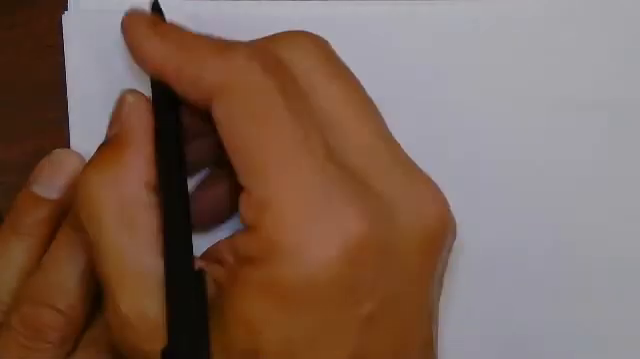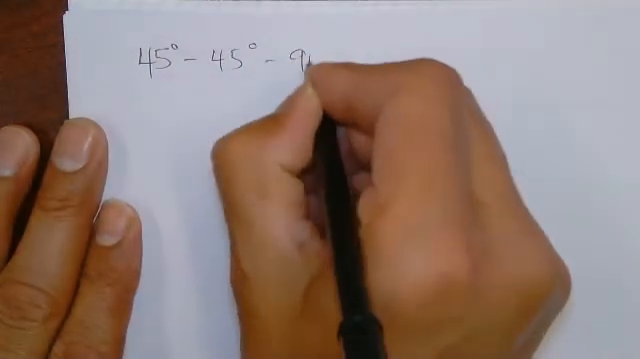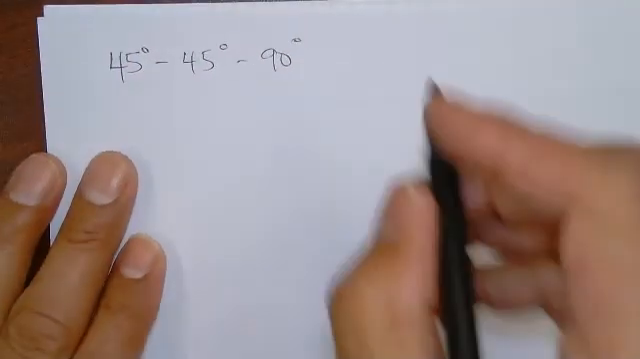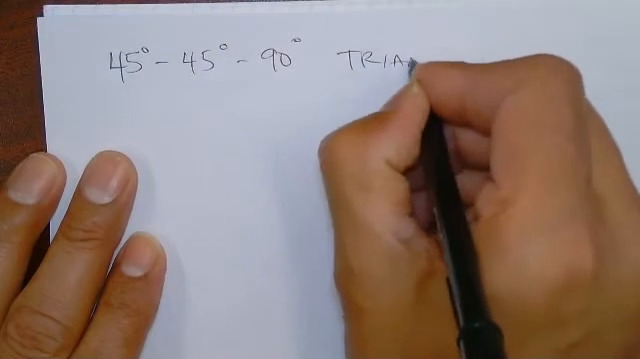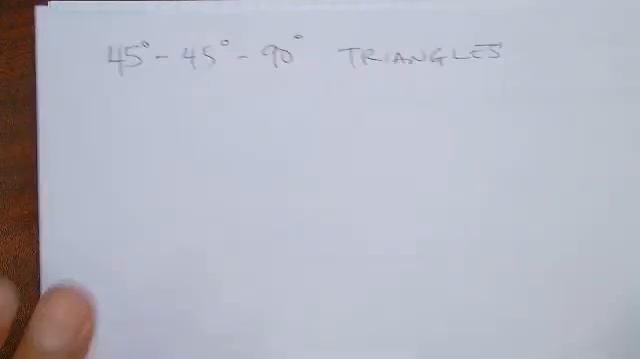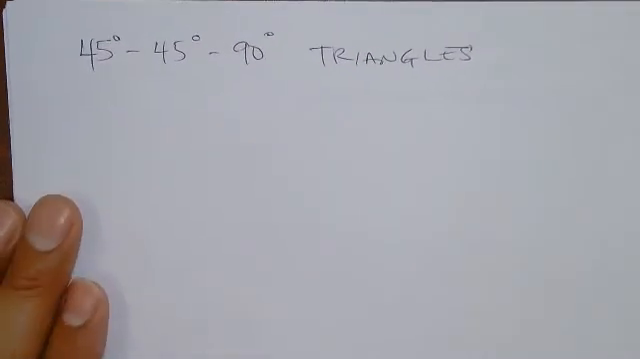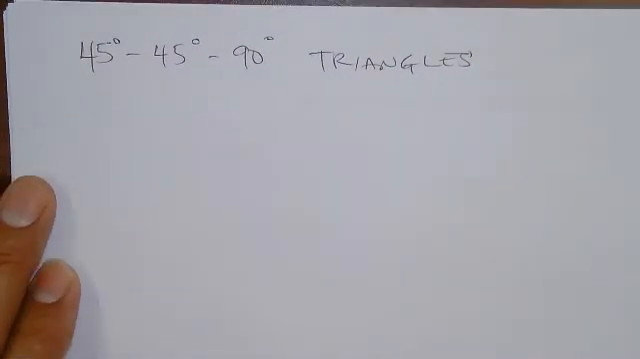Okay, here's the second part. The second part for the notes on 45, 45, 90-degree triangles. Okay, here's what's going to help you out. You need to do this because or else you're going to get all confused and lost. They're not going to be easy like yesterday.